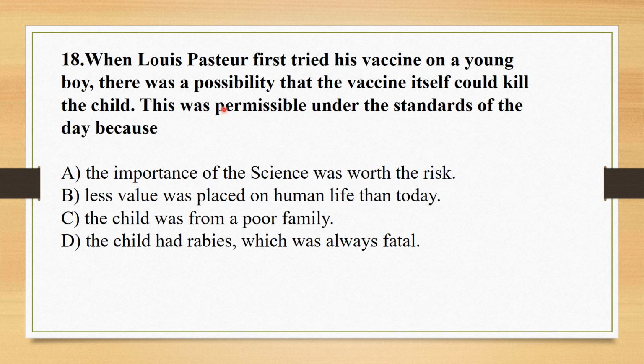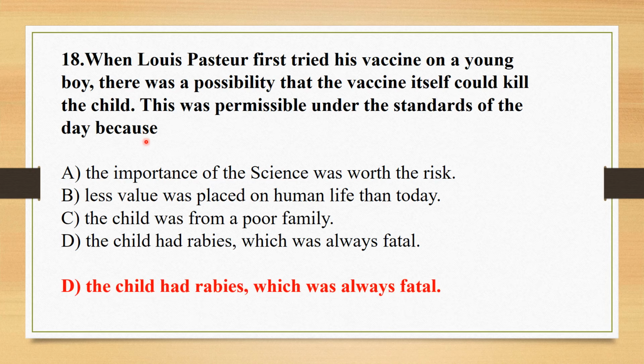When Louis Pasteur first tried his vaccine on a young boy, there was a possibility that the vaccine itself could kill the child. This was permissible under the standards of the day because what was the reason? The child had rabies, which was always fatal.